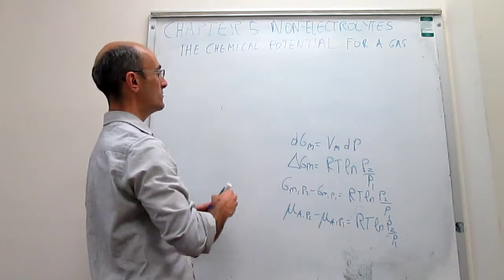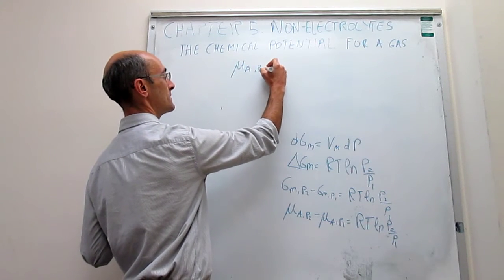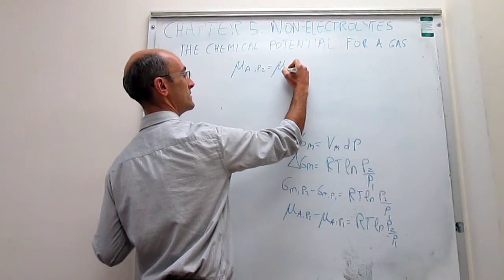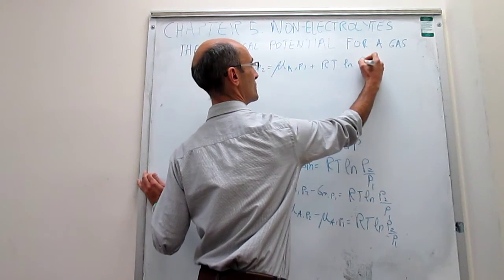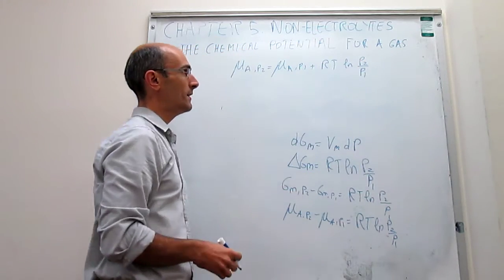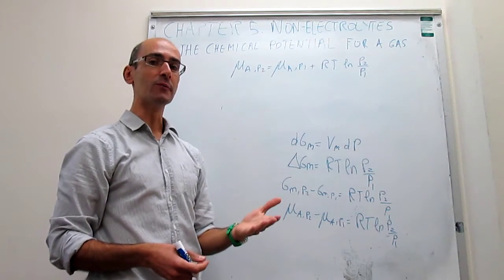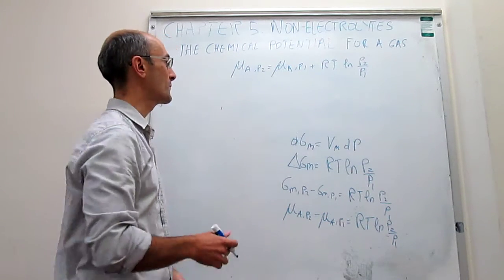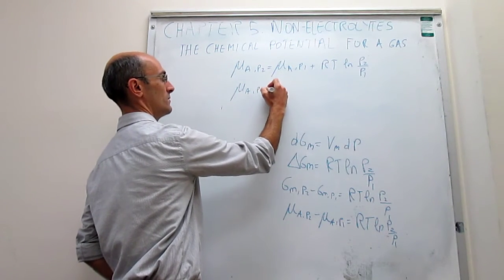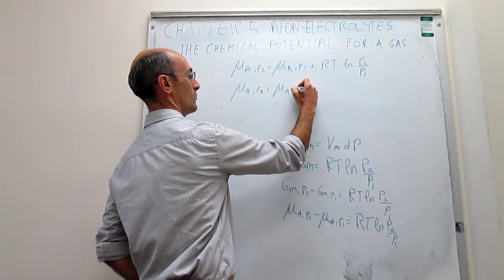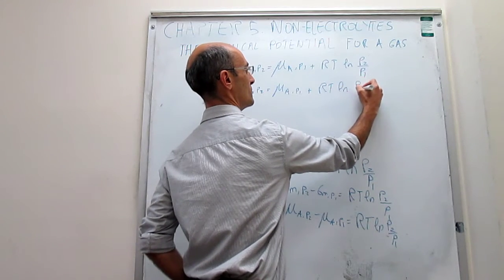One of the things that we can do is just simply rearrange the terms to make them be like this: mu_A at P1 plus RT natural log of P2 over P1. And I'm going to rewrite that expression by assuming that our pressure P1 is what we call 1 bar. So mu_A at P2 is going to be equal to mu_A at P1, where P1 is 1 bar, plus RT natural log of P2 over 1 bar.